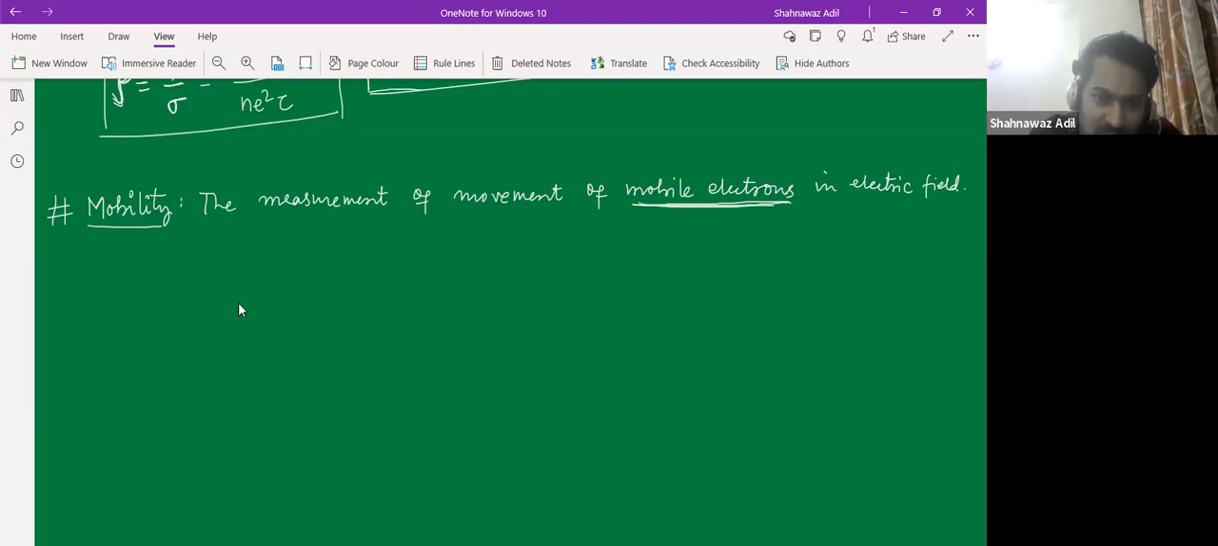So this mobility is defined as mu, and this is the velocity movement in the electric field, right?